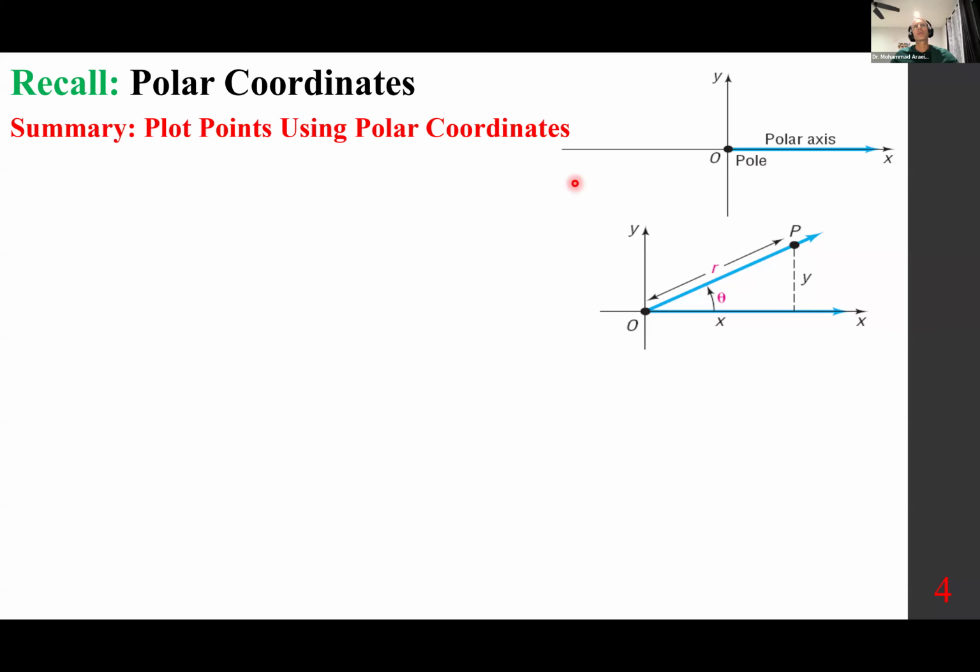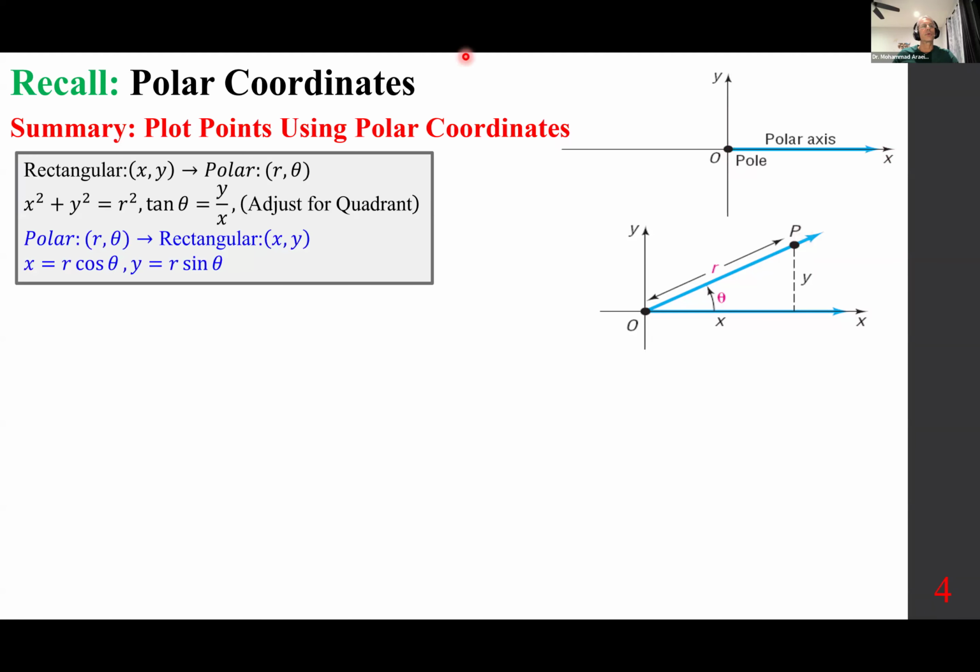Now, polar coordinates, reminding you that we have a rectangular coordinate system and a polar grid. The positive x-axis of the rectangular coordinate system is the polar axis, the origin is the pole, and a point P has coordinates x, y, or r, theta. In the case of rectangular, we have x, y. In the case of polar, we have r, theta. The relationship between the two is x squared plus y squared equals r squared. Tan theta is y over x, opposite over adjacent, and you want to adjust for the quadrant.